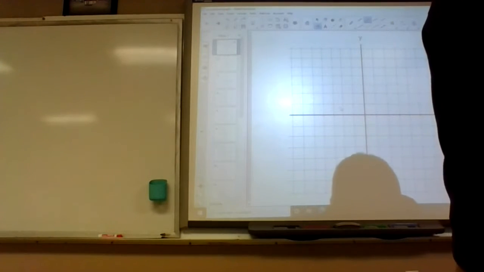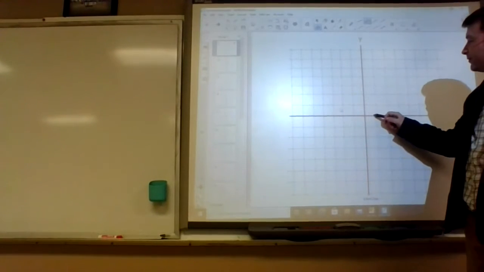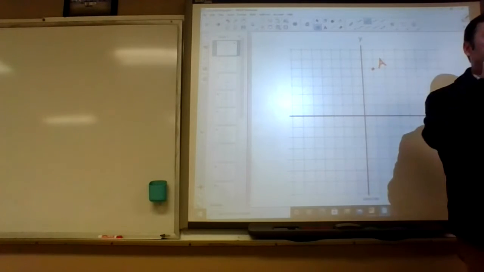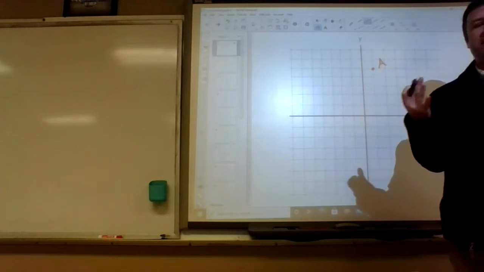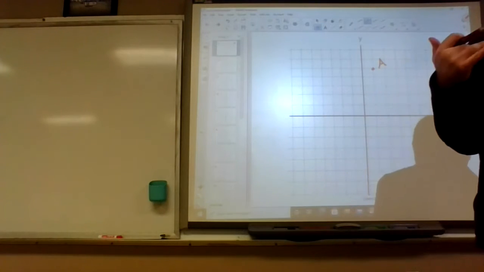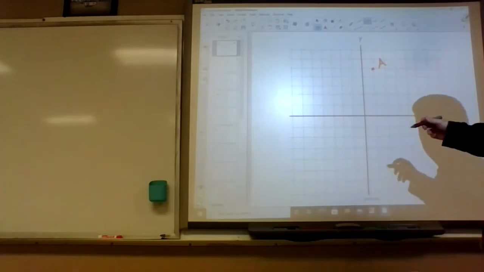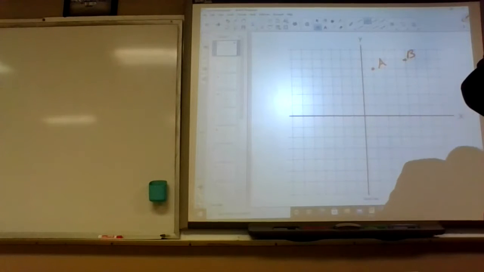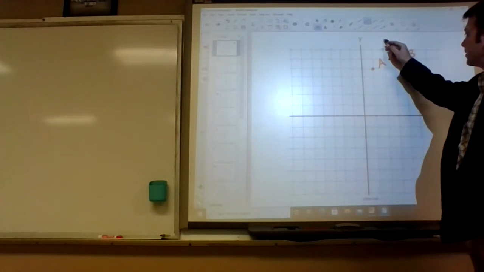So when it says A is 1, 5, that means A is just a point. It's not a vector. We've been doing vectors so long. Yeah, A is just a point. And B is 4, 6. And C is 2, 8. It's a little bit off my graph.